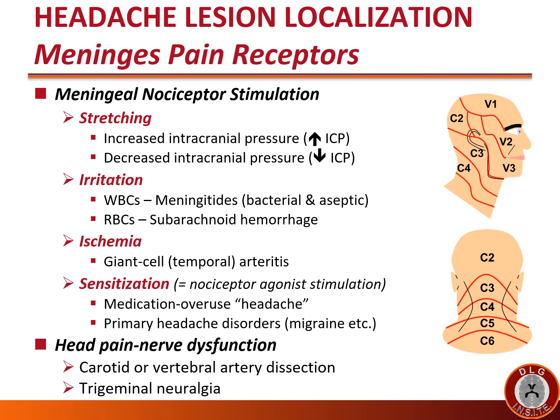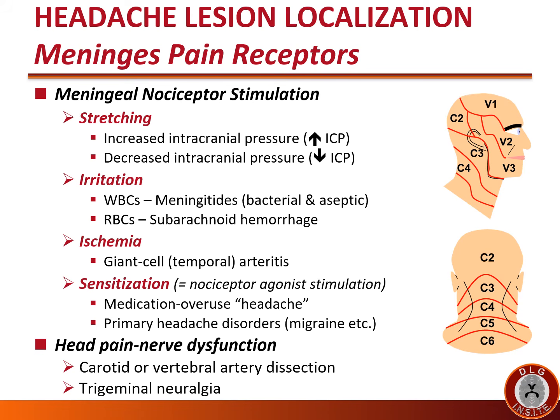So, in general, most headaches are due to meningeal nociceptor or pain receptor stimulation. Stretching of the meninges via either increased intracranial pressure or decreased intracranial pressure can do this. Irritation of the meninges with white cells, that is to say meningitides, whether they're bacterial or aseptic meningitides, and with red cells, that is to say subarachnoid hemorrhage, can cause headache.